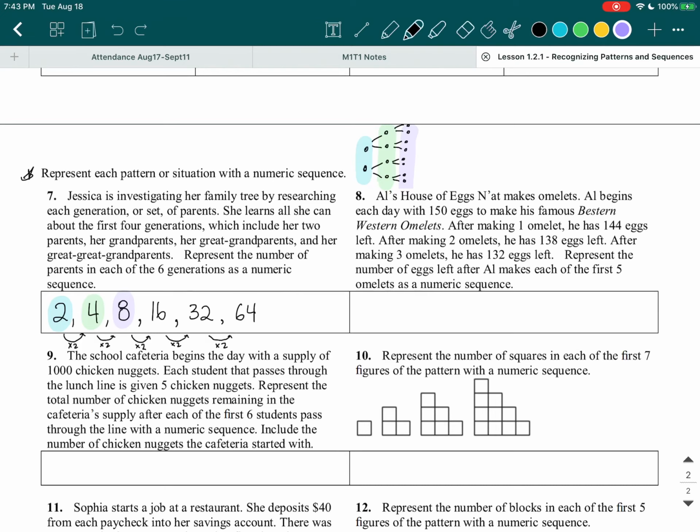After making 2 omelets, he has 138 eggs left. After making 3 omelets, he has 132 eggs left. Represent the number of eggs left after Al makes each of the first 5 omelets as a numeric sequence. So we want 5 numbers total. Let's start out with the first number, which is 150.